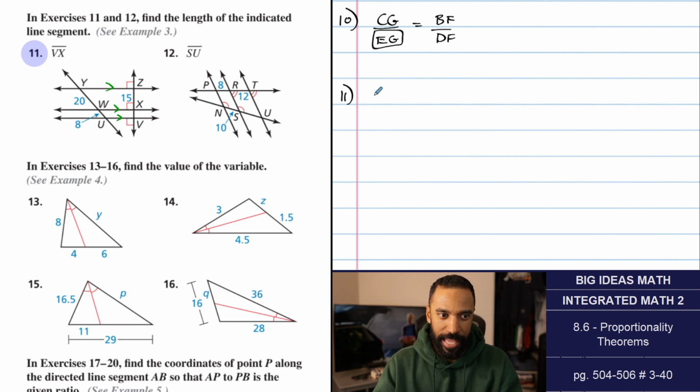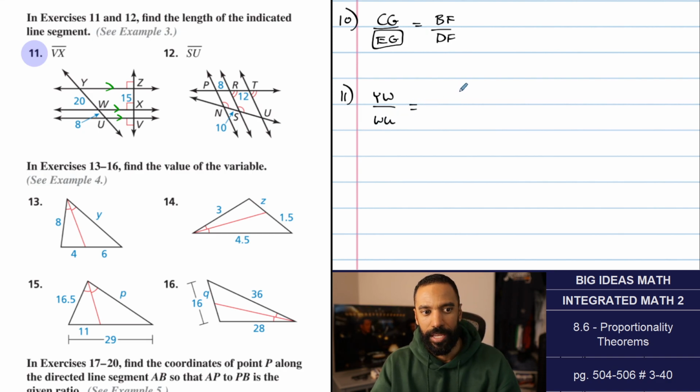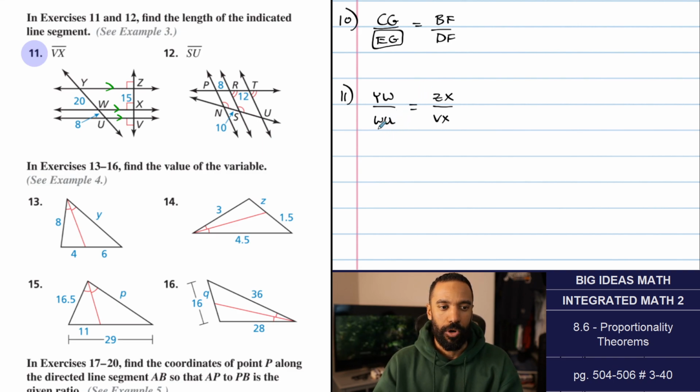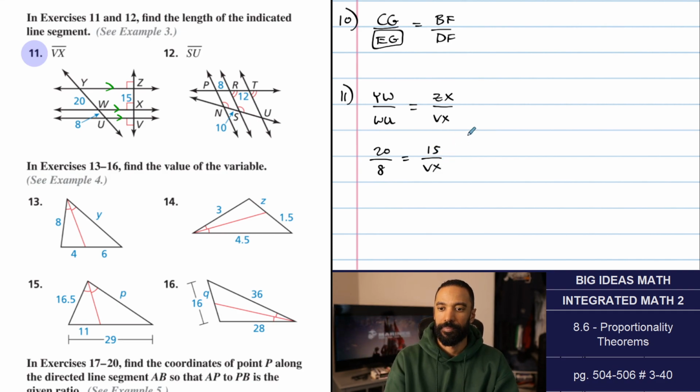And I can say that YW over WU, look at that left side. Now look at the right side, equals ZX over XV. They wrote VX, so I'll write VX. YW over WU equals ZX over VX. Okay, so YW is 20, WU is 8, ZX is 15. VX is left for us to find out.